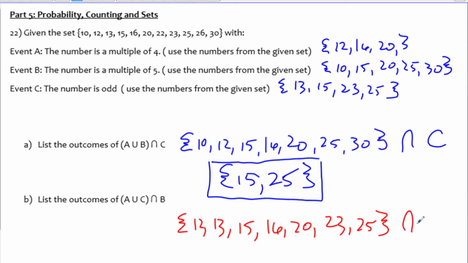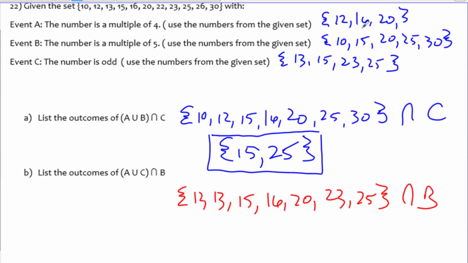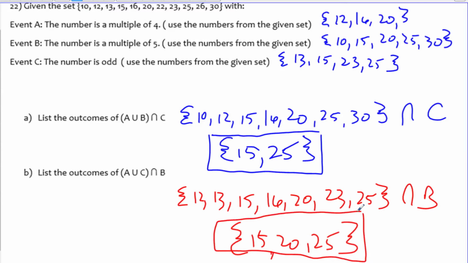And then I'm going to intersect this with B, which means I'm going to look at this new list and at B, and write anything that shows up on both lists, which in this case would be anything on this list that also happens to be a multiple of 5. So that would be the 15, the 20, and the 25. This list right here is A union C intersected with B. So that's just using your set notation to do some problems.